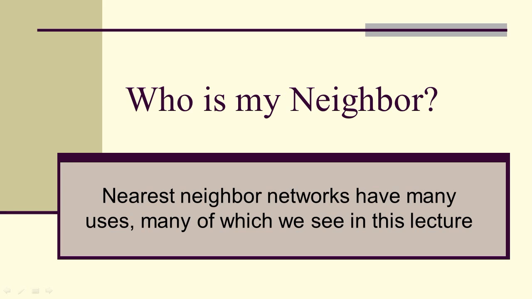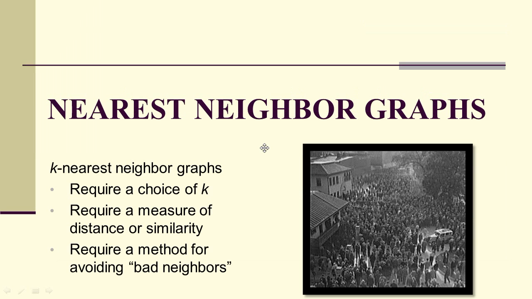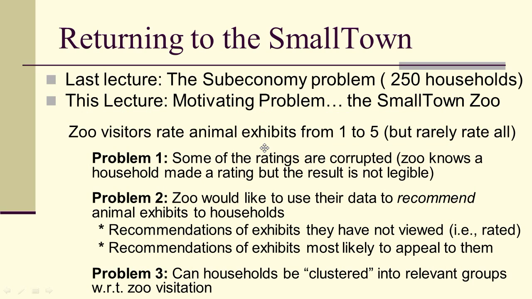Who is my neighbor? This week we're going to look at nearest neighbor networks, which have many different applications, as we'll see in this lecture. So nearest neighbor graphs are based on the choice of an integer k. We have to have some way of measuring distance or similarity, and at some point we'll need a method for avoiding bad neighbors. So in the last lecture we looked at the sub-economy problem, 250 households.